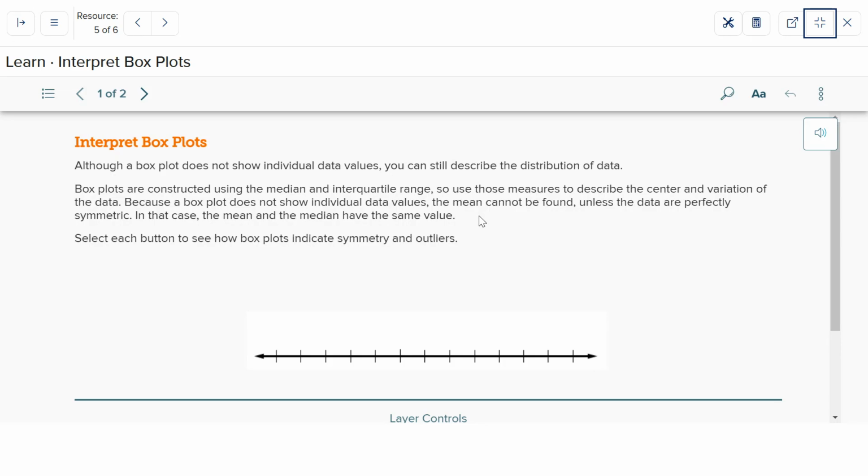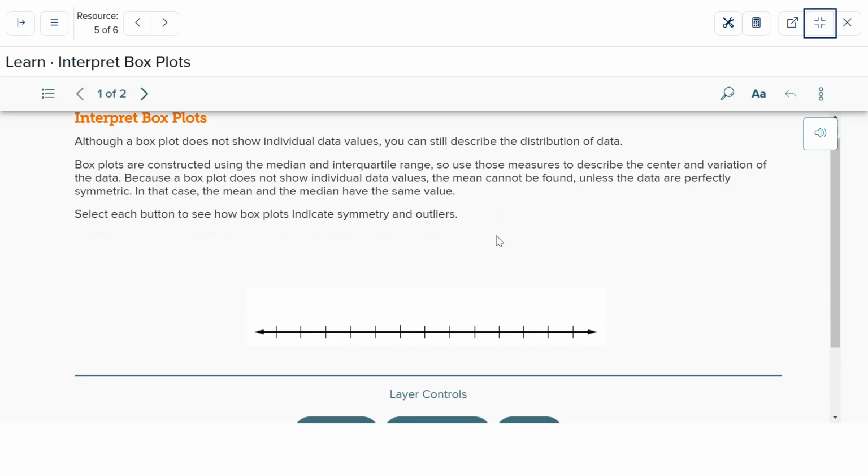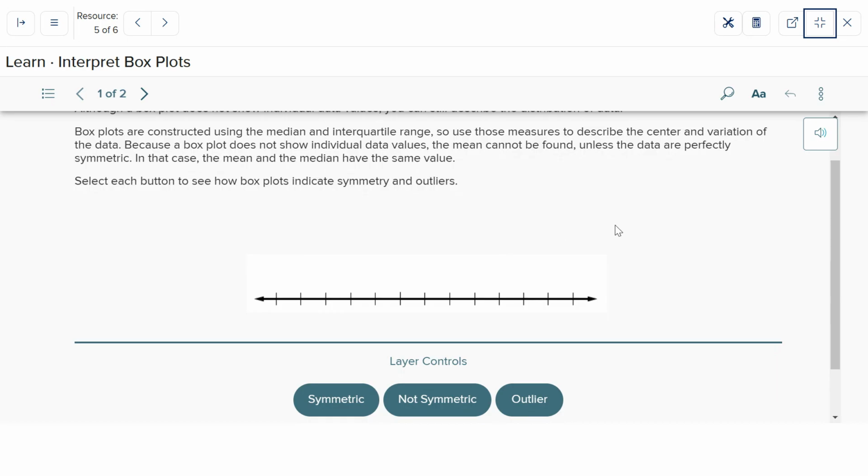Although a box plot does not show individual data values, you can still describe the distribution of the data. Box plots are constructed using the median and interquartile range, so use those measures to describe the center and variation of the data. Because a box plot does not show individual data values, the mean cannot be found unless the data are perfectly symmetric. If they are, then the mean and the median will have the same value.